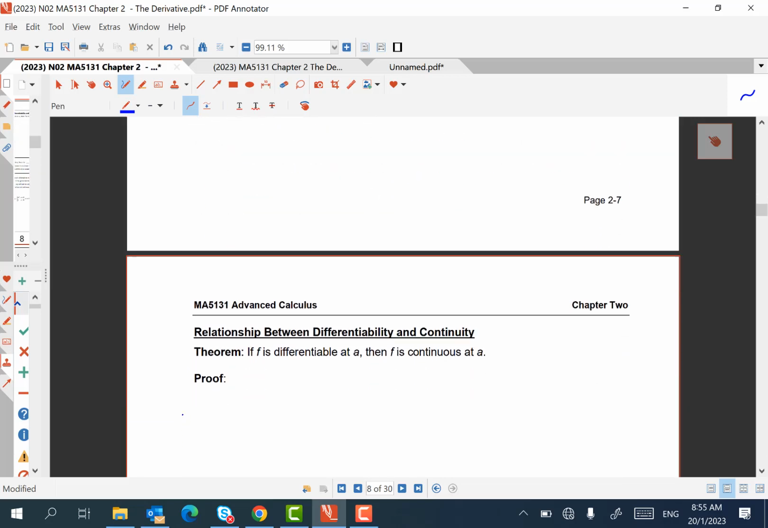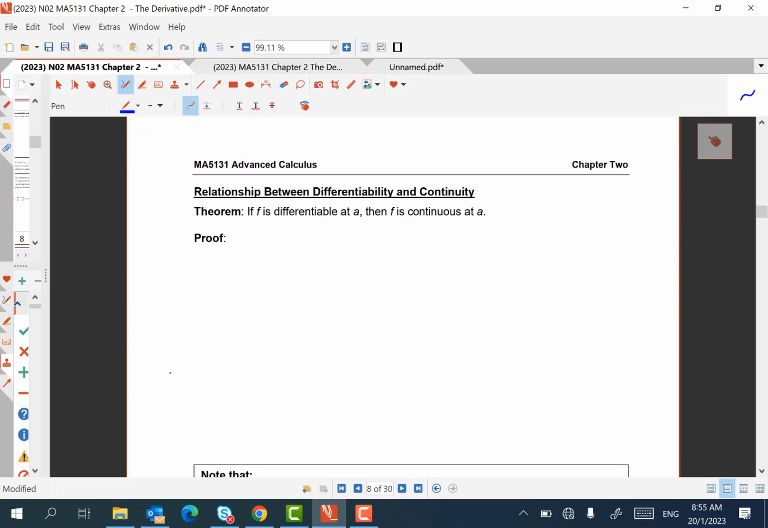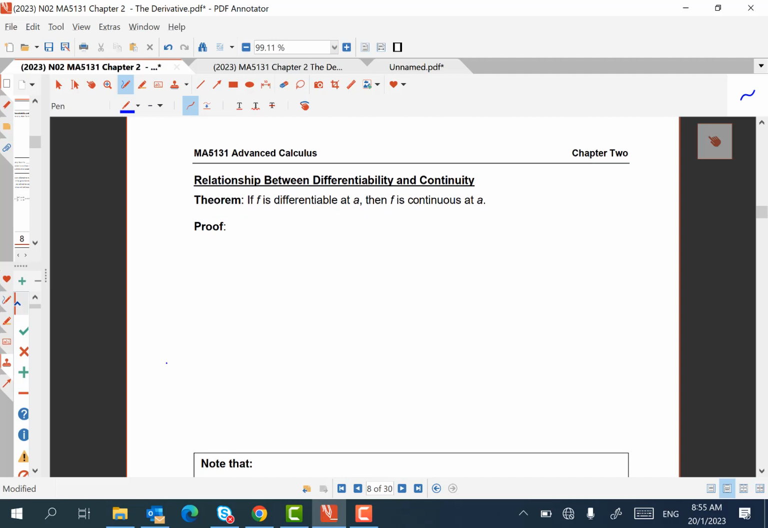Let's move on to this. Over here, we want to discuss the relationship between differentiability and continuity. This theorem wants to establish that if a function is differentiable, then continuity is a necessary condition, right?